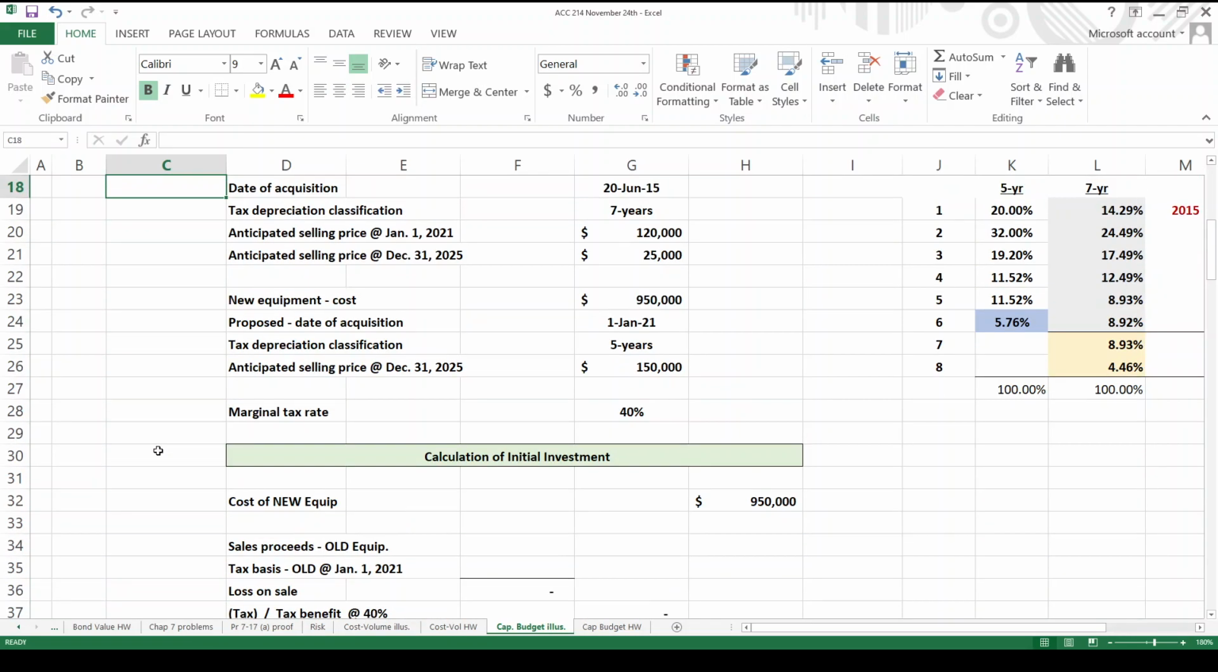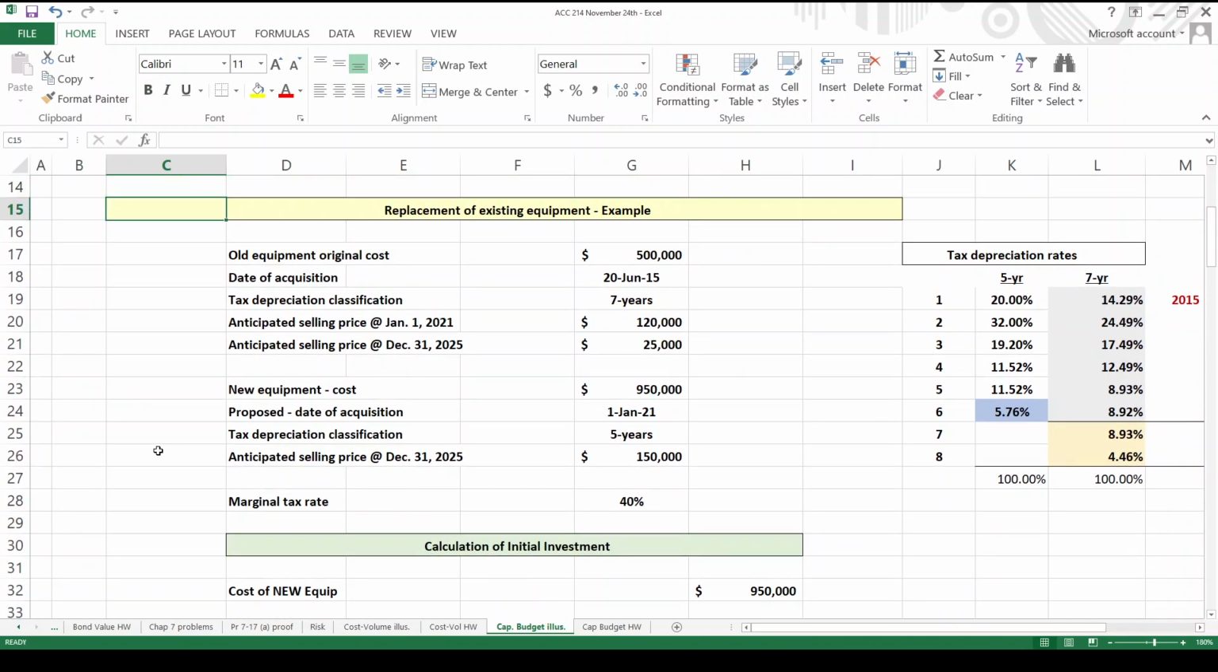Well, the new whiz-bang equipment costs $950,000. Yeah. All right. So now, what is the initial investment? Well, it's not 950 because if we do this thing, we're going to sell off the old. So we need to figure out the after-tax proceeds on the old equipment.